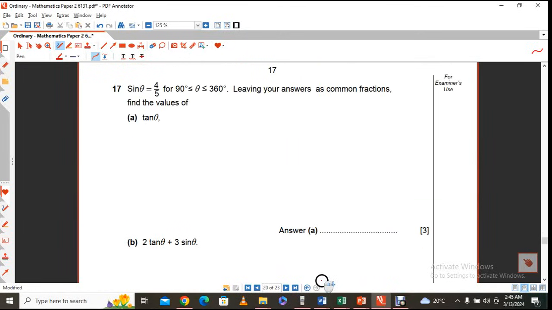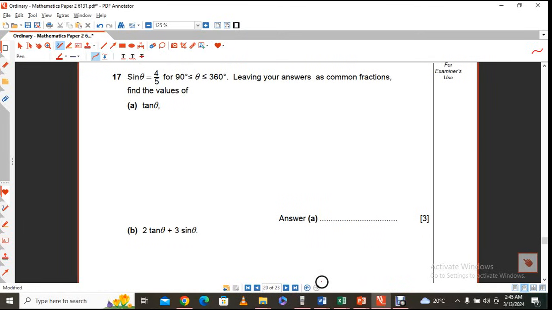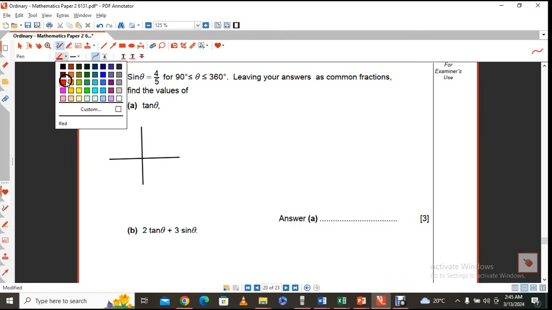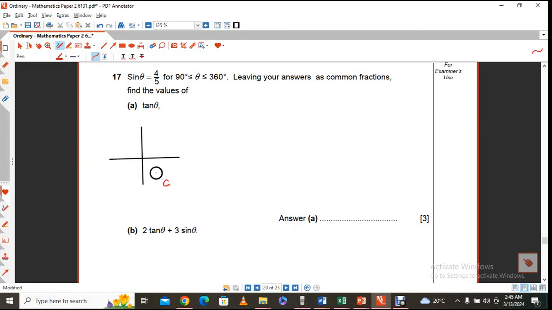Good. Now we get to question 17. I want to introduce you to something that I hope you should know, and that is the CAST diagram. Here cosine is positive, here all the ratios are positive, here sine is positive, here tangent is positive. But the domain here is between 90 to 360. So this one is not considered.